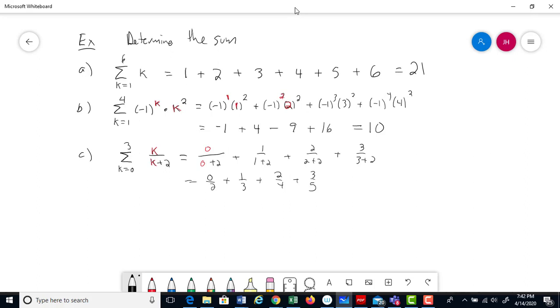So when we simplify this, that's just 0, so I can go away. So the common denominator looks like 60. So 20 over 60 plus 30 over 60 plus 36 over 60, which is equal to 86 over 60, which is equal to 43 over 30.